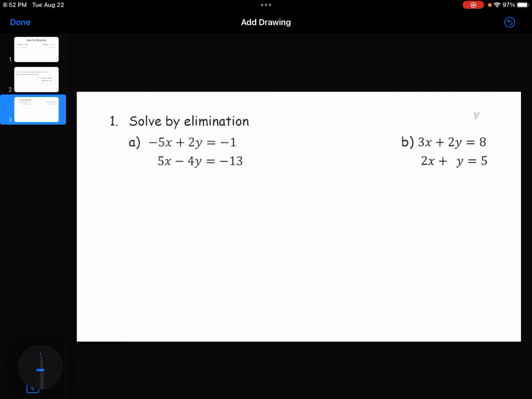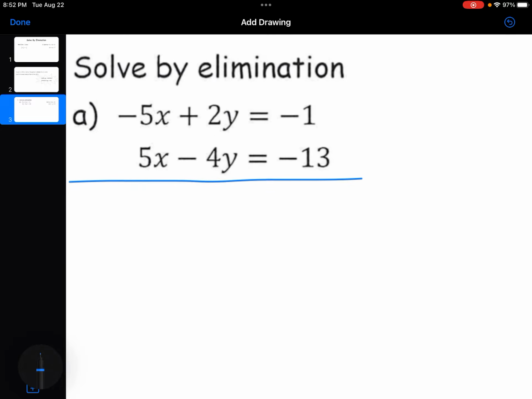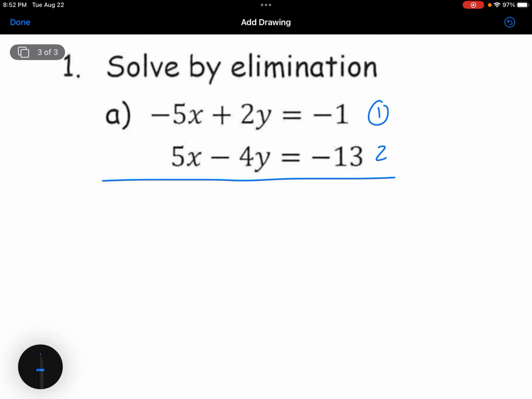So if we look at this first one, we've got 5x and negative 5x. In this case, I'm going to be taking equation 1 and adding equation 2 to it. So we're going to have 1 plus 2. Negative 5 plus 5 is going to be 0x. So that gets rid of all of our x's. 2 plus negative 4 is going to be negative 2y. And then negative 1 plus negative 13 is going to be negative 14. And then we're going to get y equals 7.